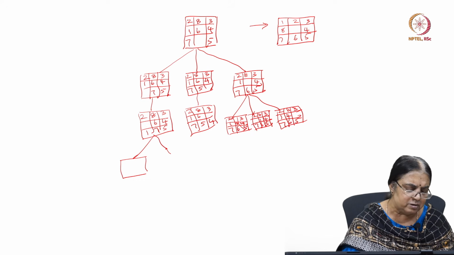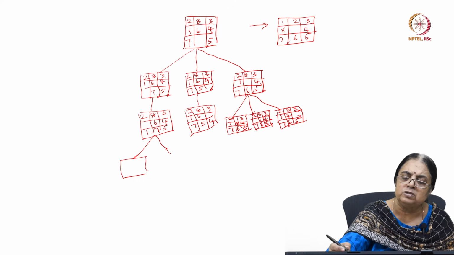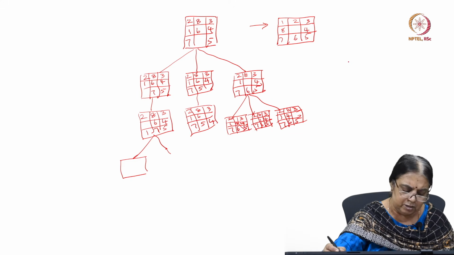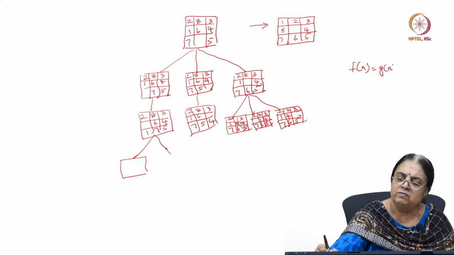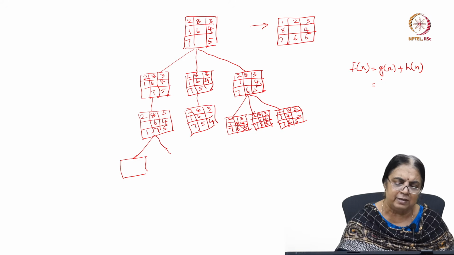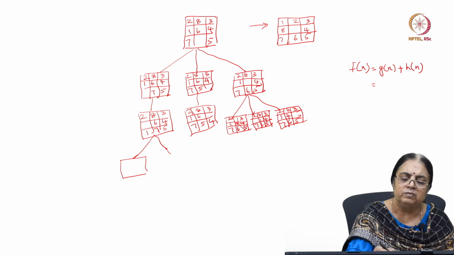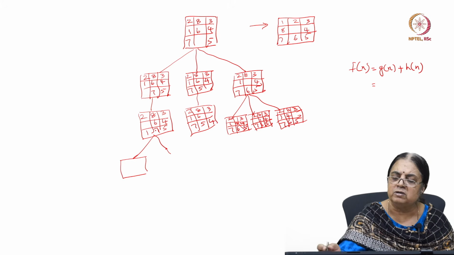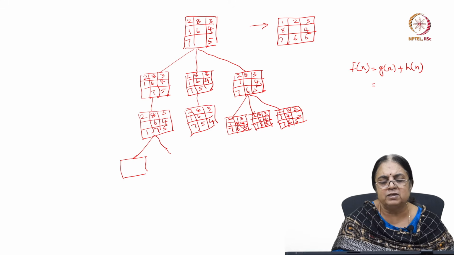So let us look at the ordered search. We need to use a heuristic over here. What would be the heuristic that we can use? We want to use f of n equals g of n plus h of n. Let g of n be the path length. In other words, all these have path length of 1 and these have path length of 2, etc. And h of n would be the number of misplaced tiles.